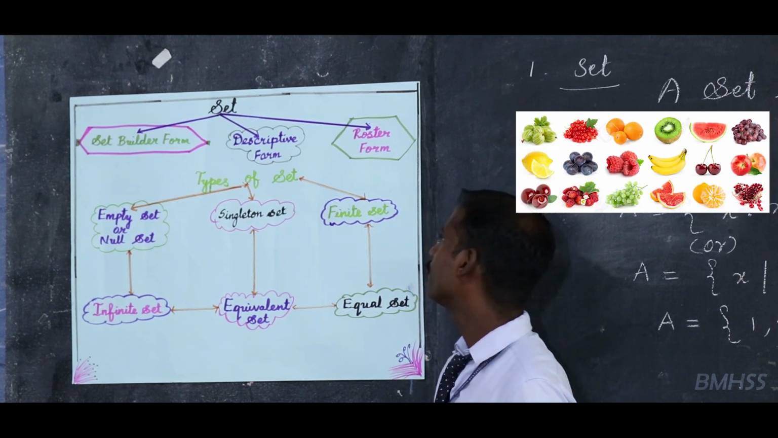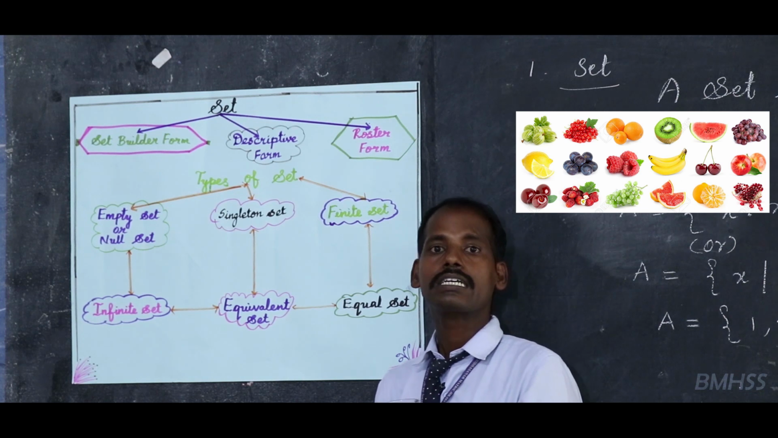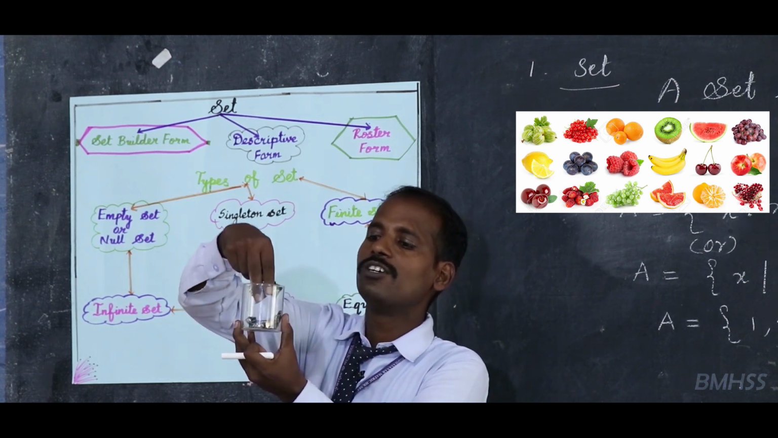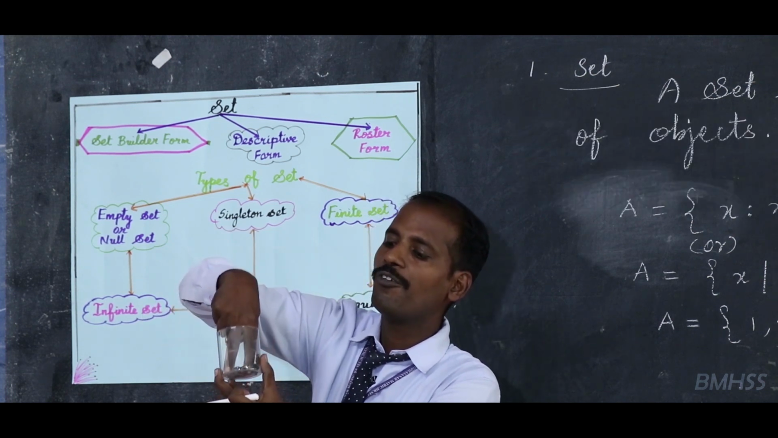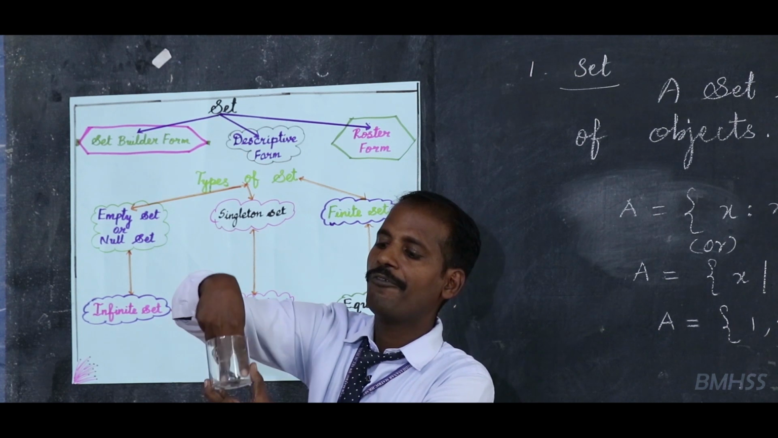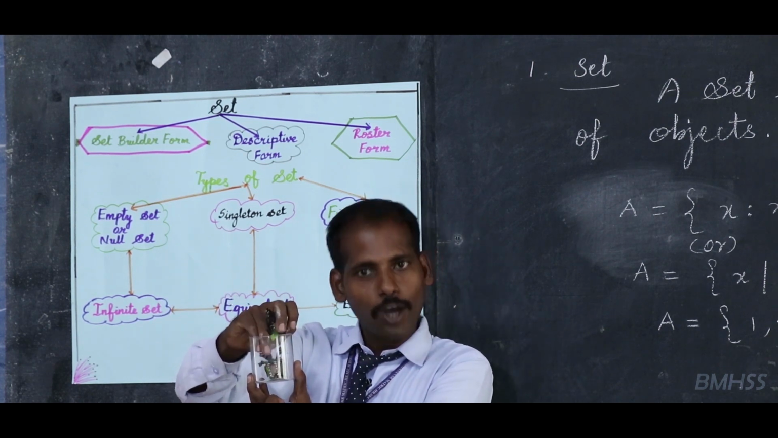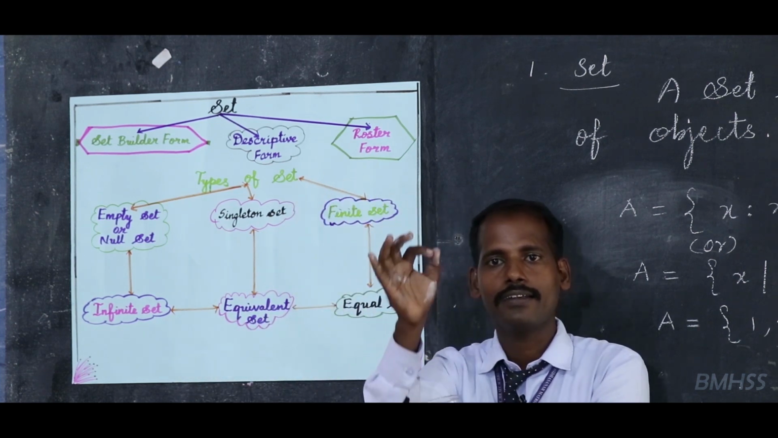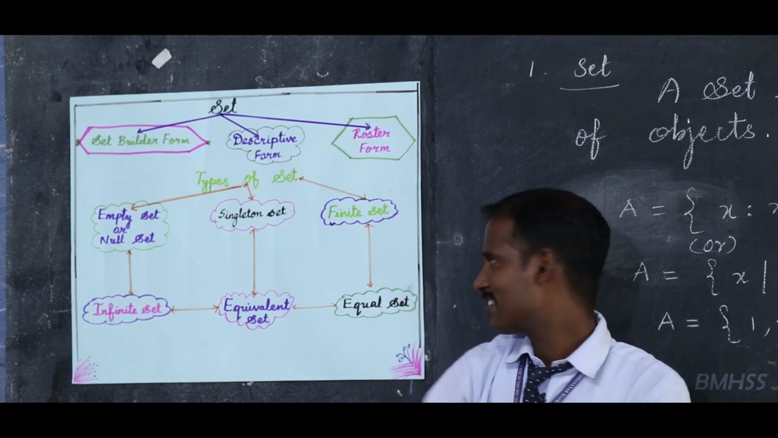Now third, finite set. What is finite set? A set containing countable elements. Here how many chocolates are there? 2, 3, 4, 5. So 5 chocolates are there. These are countable elements. So it is finite set. A set containing countable elements is called finite set.